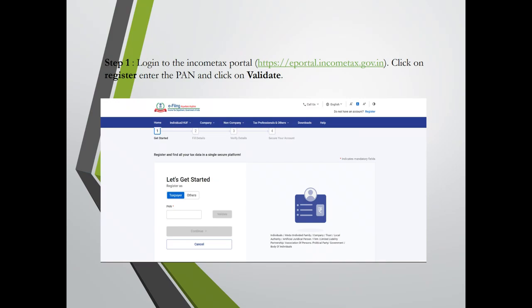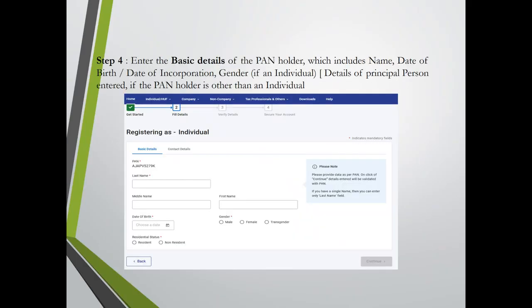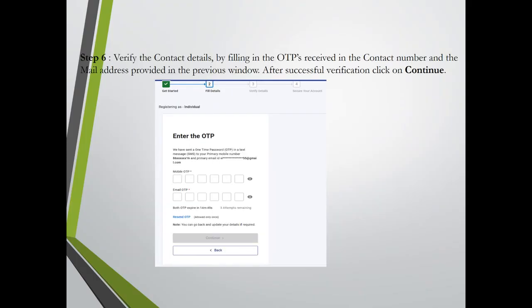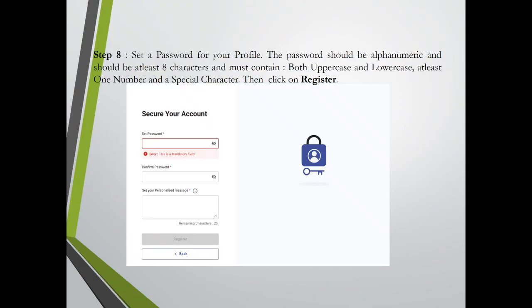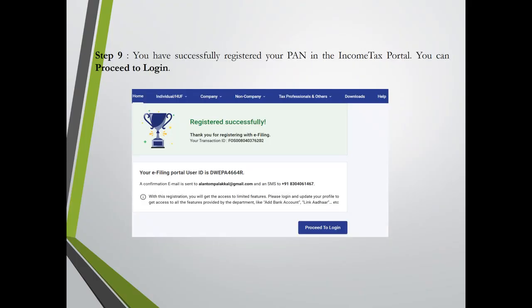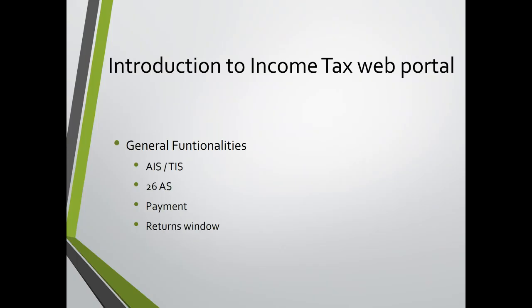Then we went down to discuss the income tax e-portal, wherein how to register your PAN step by step we have discussed. After registering, how to log in. Also, we were mentioning, in that income tax web portal, we try to familiarize about AAS, TAS, 26AS, payment returns window, everything we try to know.